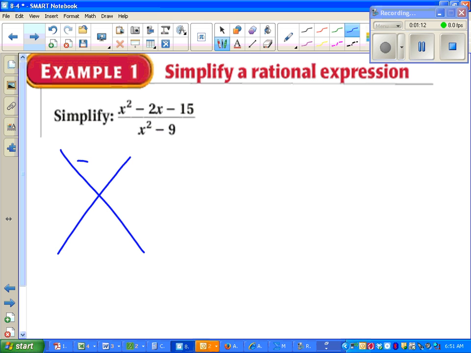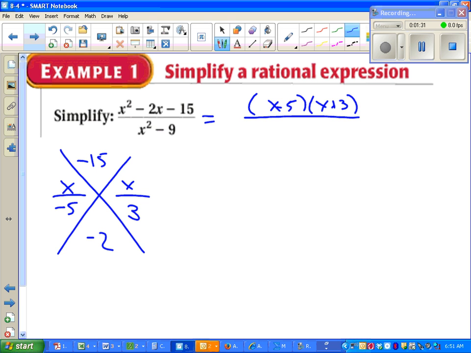So for the top, I see negative 15 goes on top, negative 2 on the bottom. X and x, two numbers that multiply to give negative 15, add to give negative 2. Nothing reduces, so I write x minus 5 times x plus 3. The bottom of this expression is a difference of squares, so I can use that technique. Now that I'm fully factored, I can cross out x plus 3 from top and bottom, and I'm left with x minus 5 over x minus 3.